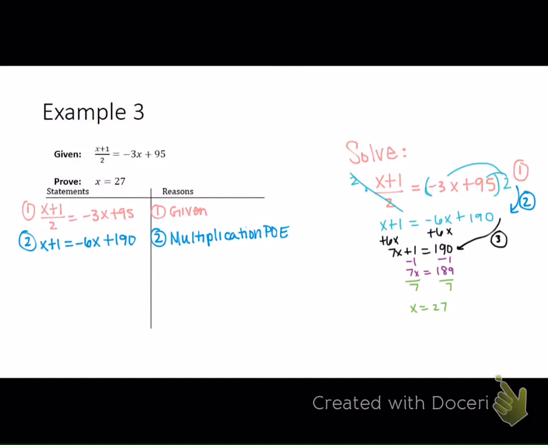So again, we're skipping showing our work, Emma. So we get to 7x plus 1 equals 190. How did we get to 7x plus 1 equals 190? So what is our property then? Yep, by adding 6x, you hear the word adding, so you should think the addition property of equality.